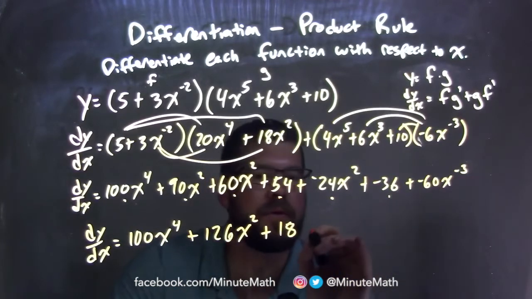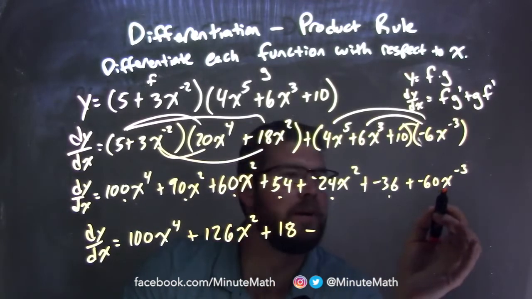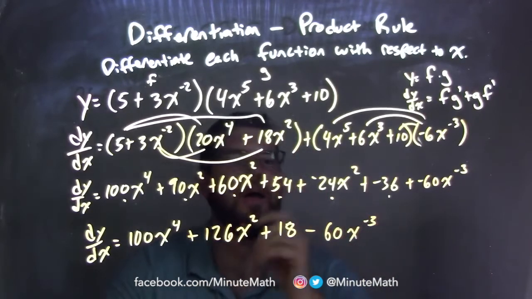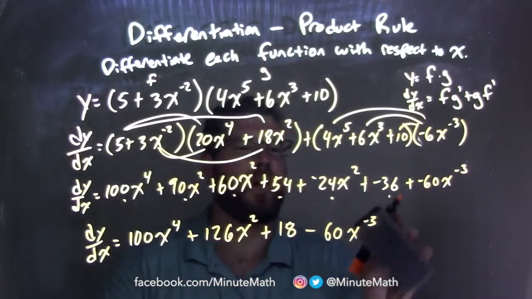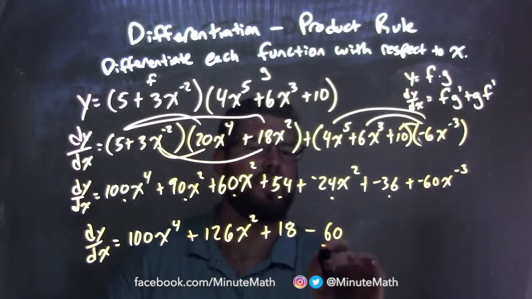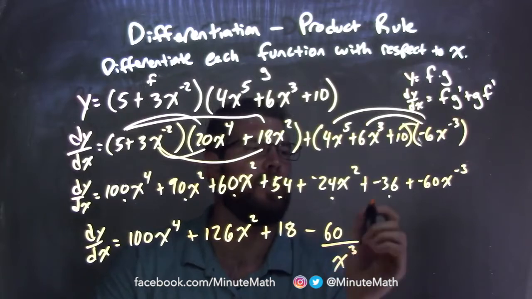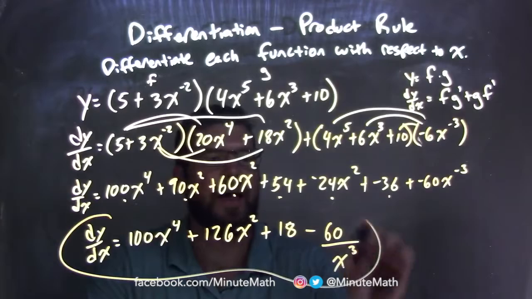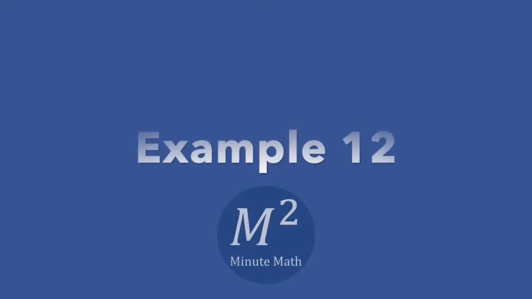And then lastly, the only last bit here is the negative power, negative 60x to the negative 3rd power. A lot of times we don't write that as x to the negative 3rd power. We keep it in the denominator. So I'm going to write it as 60 over x to the positive 3rd power. And there we have our final answer.